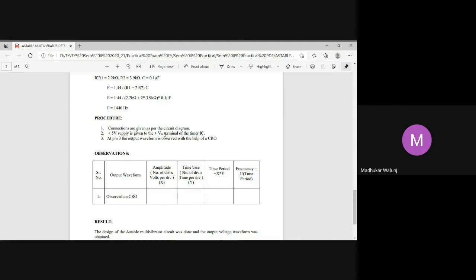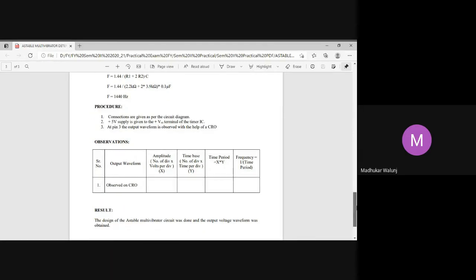The procedure is that we have to connect, according to the circuit diagram, plus 5 volt to the plus VCC terminal of the IC, and connect the CRO to the pin 3 terminal. This particular experiment is not available on the virtual lab. It is in process, so whenever they complete it, I will show it on the virtual lab.